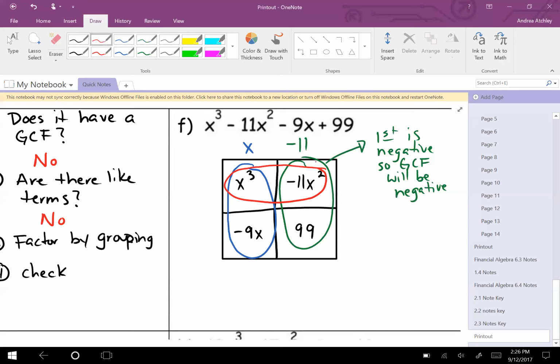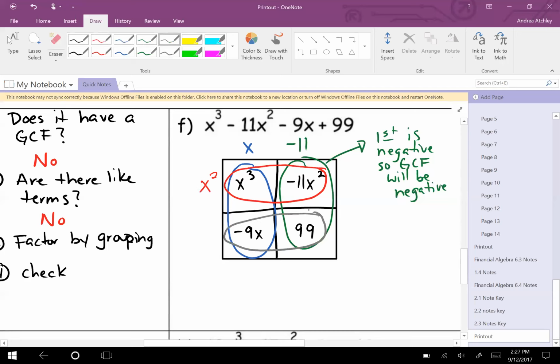Rihanna, what can these both be divided by? Not 11. The variable. And x to the what power? Very good. The smallest exponent between those two is the x squared. So I pull out the x squared. And again, this x cubed is positive, so my GCF is going to be positive.